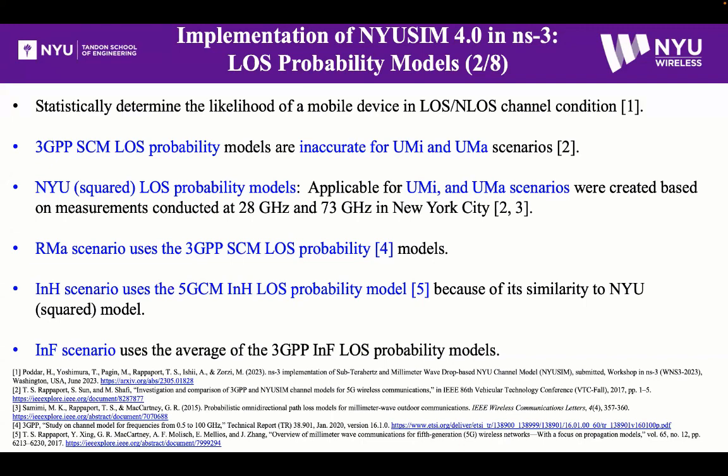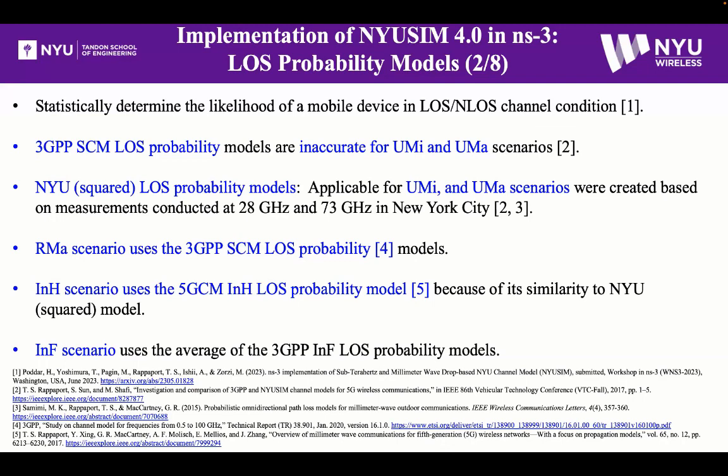And for the RMa scenario, currently we do not have a line of sight probability model from our measurement data. We are on the path to create these models. So for now, for the RMa scenario, we reuse the 3GPP line of sight models that already exist. For the indoor scenario, we use the 5GCM based line of sight probability model because it is similar to the NYU squared model, and their measurement techniques very closely match how NYU models line of sight based on channel measurements.